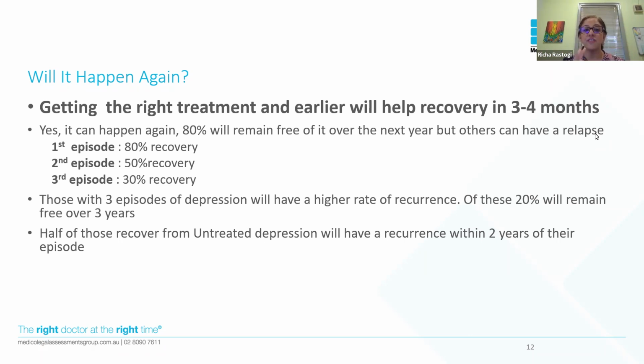So it's very important that we get early interventions in the first few months of the diagnosis, with an intensive holistic treatment plan, keeping in mind the cause of the depression and treating it accordingly, so that we can get that 80% recovery and not move to the second and third episode or move to that stage.